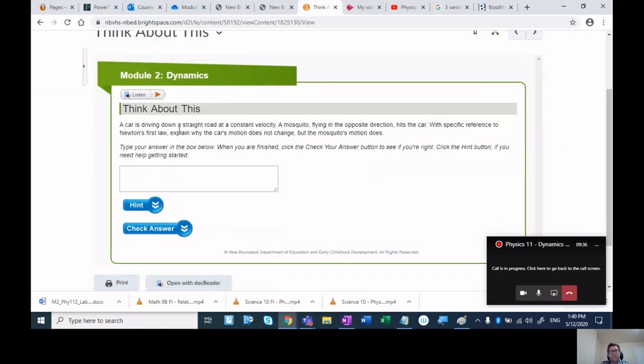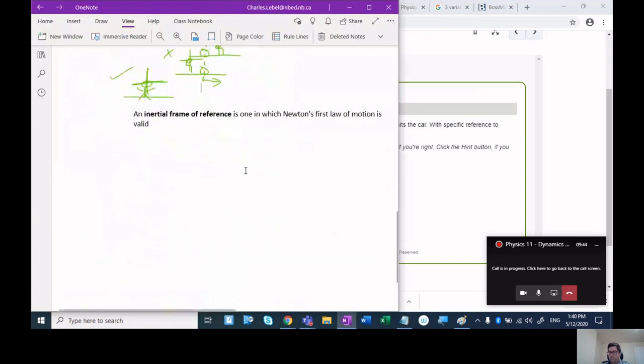Okay, a car is driving down a straight road at a constant velocity. So it's second nature to me to drive. Car, constant velocity, acceleration 0. We're going to remove equal and simply state that it's going at v. Acceleration 0.